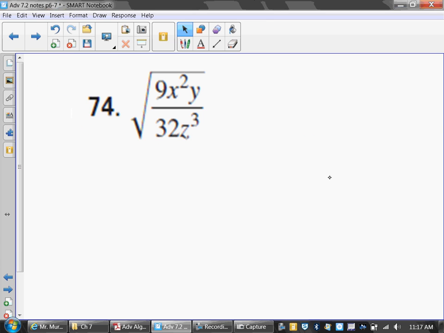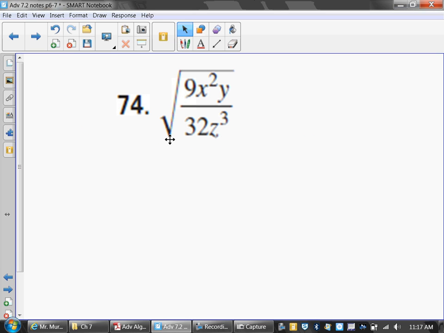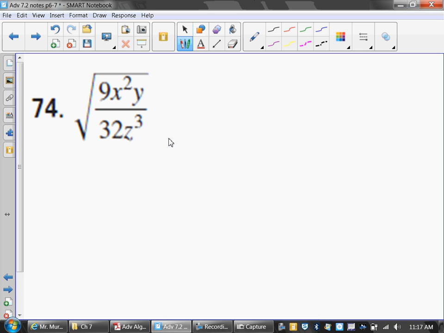So on number 74, what you've got here is square roots of a whole bunch of junk. So what I'm going to do is rewrite this as the square root of 9x squared y over the square root of 32z cubed. All right? Now, as you go through this, you're basically taking the square root of each of these individual parts. What is the nth root for a square root? 2. All right, so there's a 2 out here.